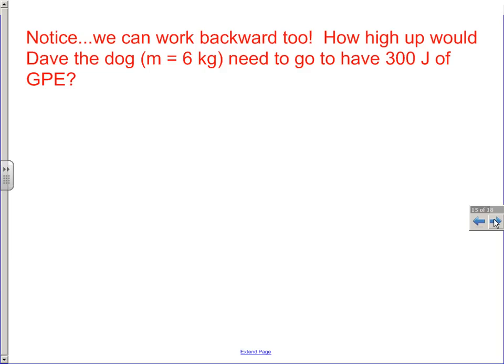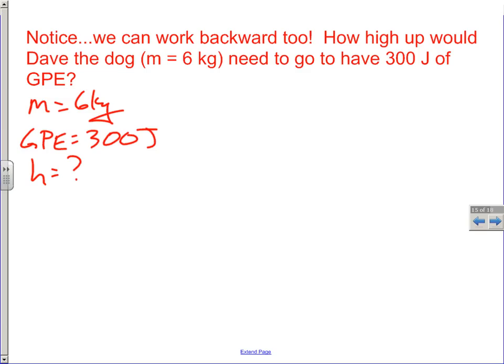And in the same way that we did with kinetic energy, we can work backwards with gravitational potential energy. So in this problem, we have to figure out how high the dog would have to go to have 300 joules of GPE. So here we go. His mass is 6 kilograms. His GPE is 300 joules. And we need to find the height that corresponds with that.